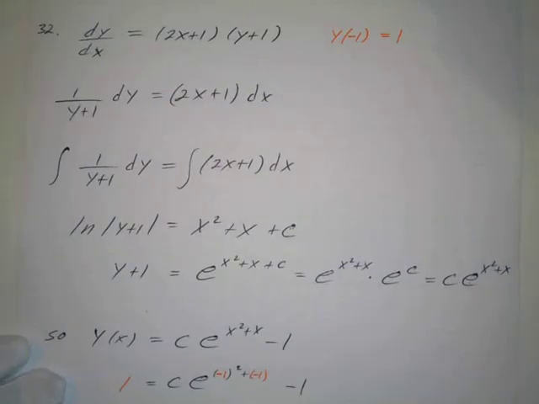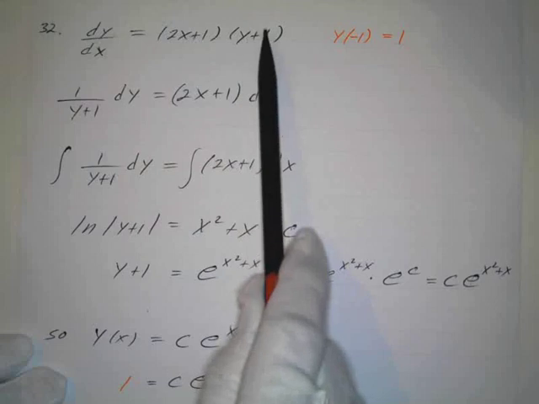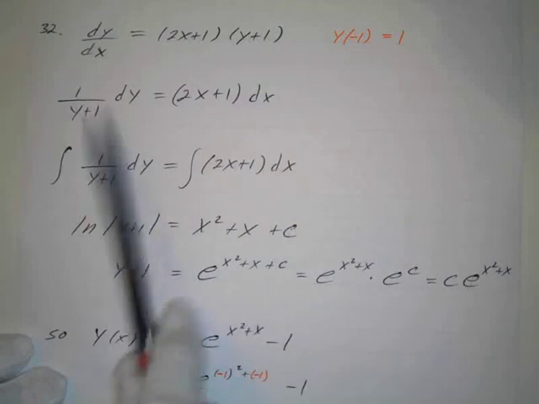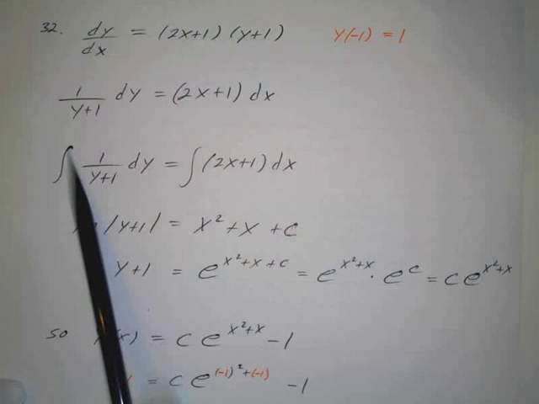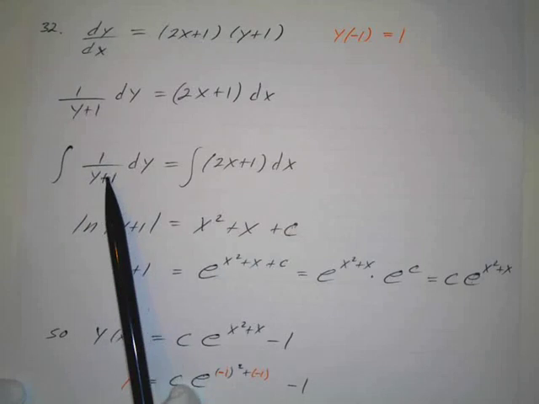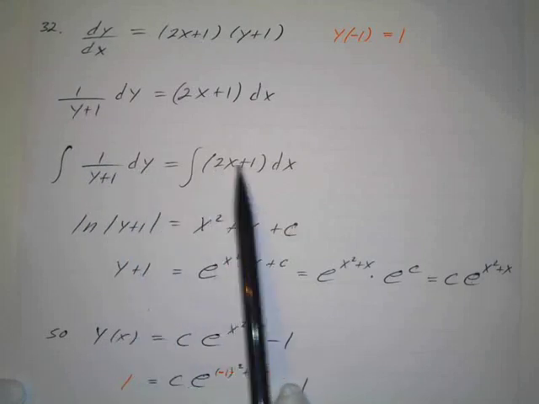This is another separation of variables. So again, I divided both sides by y plus 1 to get all the y's on the same side with a dy and put the dx on the right. Then I'll integrate both sides, the left and the right. 1 over y plus 1 dy equals 2x plus 1 dx.